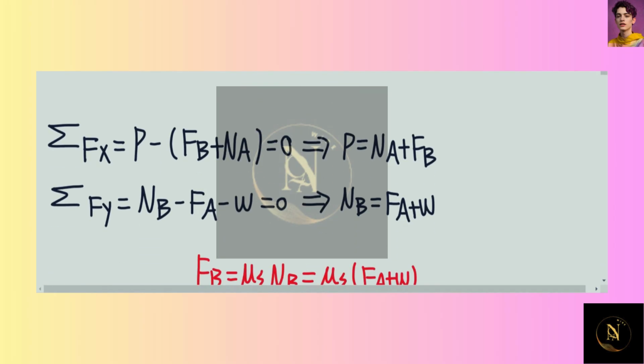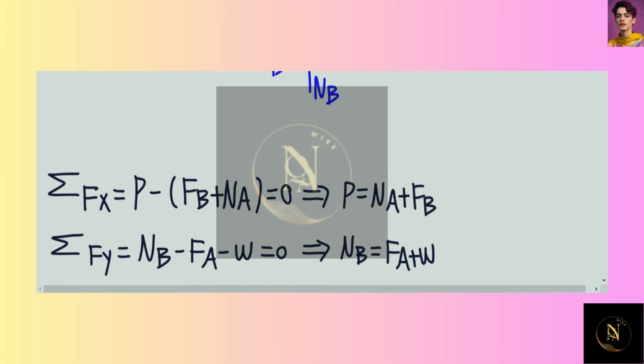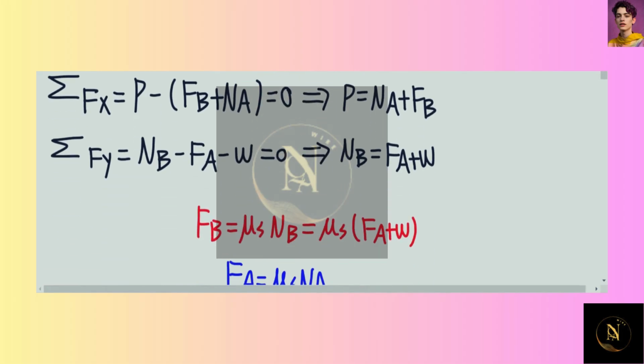And then we have the net force along y direction is equal to 0. So Nb minus Fa minus W is equal to 0. So Nb is equal to Fa plus W. W here is the weight of the spool of the wire, okay? And we know Fa here is the friction at point A. And we know Fb can be equal to mu s Nb, which is equal to mu s times Fa plus W. Mu s here is the coefficient of the static friction.